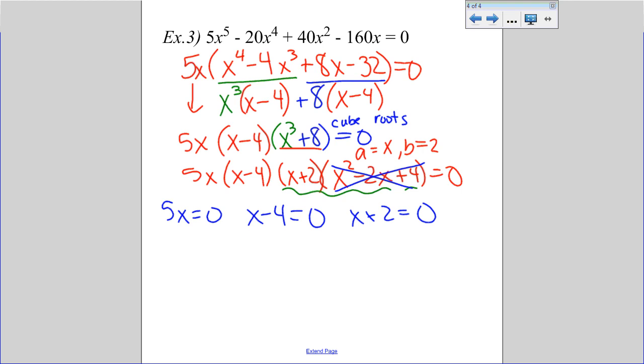Notice I set 5x equal to 0. I set x minus 4 equal to 0. I set x plus 2 equal to 0. In your cube roots, ladies and gentlemen, this last factor will never solve, okay? So with the cube roots, that part of it is automatically a no solution, okay?